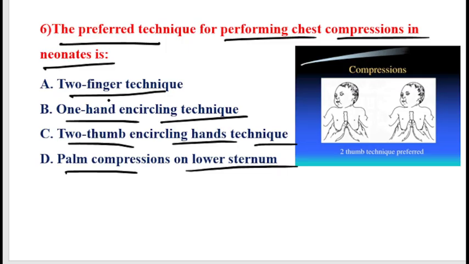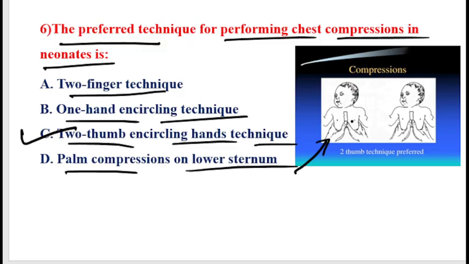When we do chest compressions in neonatal resuscitation, there are two techniques we follow, the two finger technique and the two thumb encircling hand technique. The most preferred one is the two thumb encircling hand technique. Here we are using two hands, the other fingers are encircling the chest, and two thumbs are placed on the lower 1/3 of the sternum, and we give the chest compression.